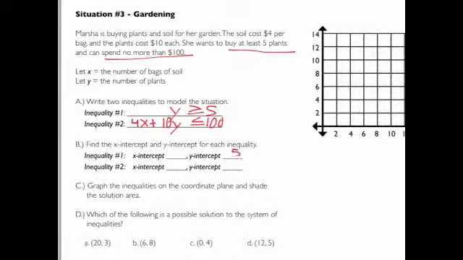Well, that means the y-intercept is going to be 5. But it doesn't actually cross the x-axis, and so there is none of an x-intercept for that one. If you want to get the x and y-intercept for your second inequality, just take 100 and divide by 4, the number in front of x, to get the x-intercept, which is 25. Or you can take 100 and divide by 10, which is the number in front of y, to get the y-intercept. That's 10. And now I have my intercepts and my inequalities. I'm ready to graph them.